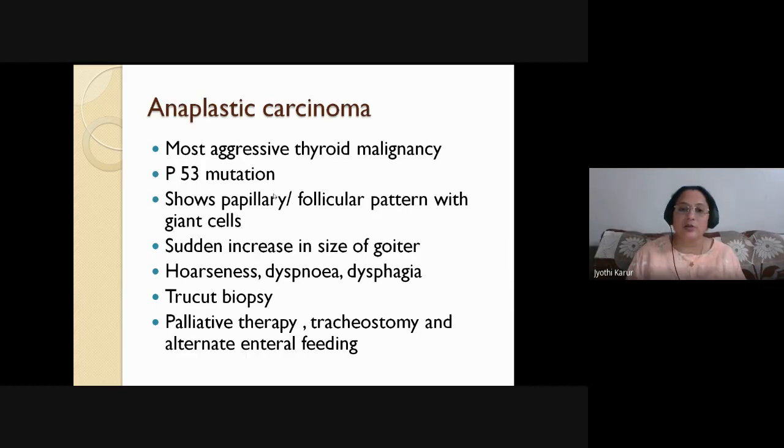They have both papillary and follicular patterns and the typical giant cell pattern. Okay, they have giant cells, and the patient has a sudden severe increase in the size of the goiter.